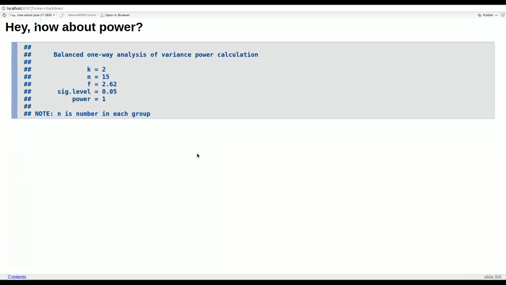And the reason why that's relevant is if I have a Cohen's d, a large effect size, I can calculate power. So I have two levels, and I have an n of 15 because I had 30 people in total, and 15 is in each group. And with a large effect size of 2.62 and a significance level of 0.05, my power is 1. So I had a probability of rejecting the null that was almost certain with such a large effect size. And that's the nature of this module.